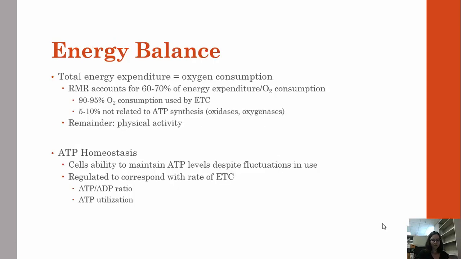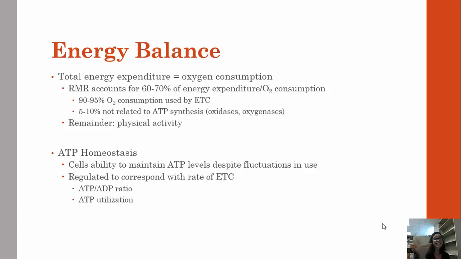Okay, so our last topic is energy balance. How do we balance the amount of energy coming in with the ATP we produce? Well, our total energy expenditure, no surprises here, is our resting metabolic rate and our physical activity. Now, our energy expenditure is equal to our oxygen consumption because we can only produce as much energy as the oxygen that we're consuming. Now, RMR accounts for 60 to 70% of our energy expenditure in O2 consumption.